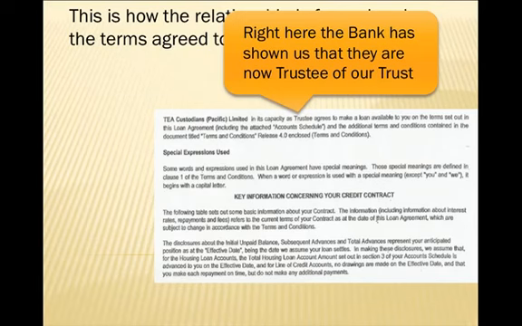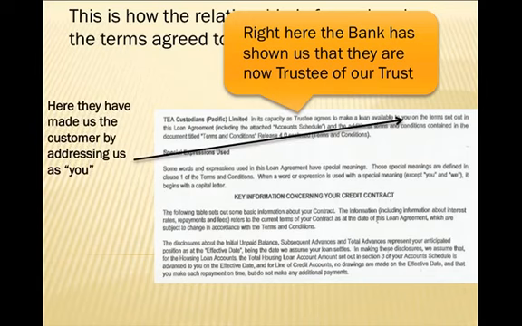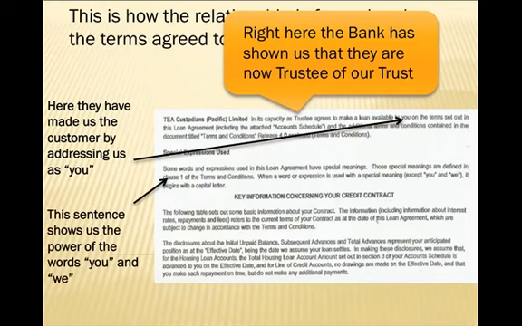Right at the top there, TEA Custodians Pacific Limited, in its capacity as trustee, they have now shown that they are acting as trustee of our trust. And here, they address us as you, so they have made us the customer by addressing us as you. So in the very first sentence there, they have set up the relationship between us and them, and they have made themselves the trustee and made us the customer, going back to page 1.1 of that banking code. They've made us the customer, and the customer must always pay. Now, this sentence here shows us the power of the words you and we.